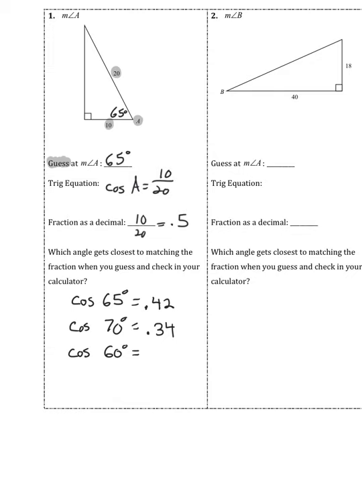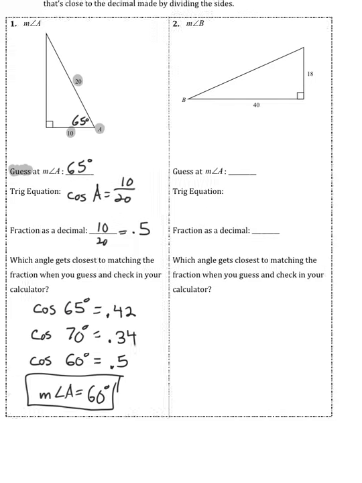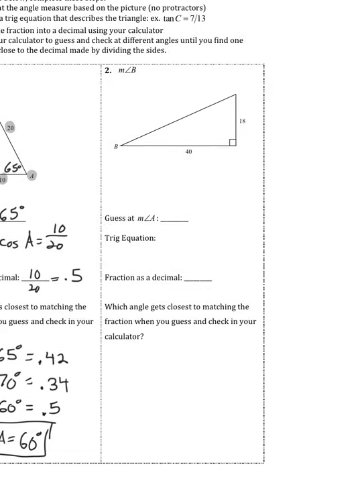And I tried cosine 60, and there it is. I got 0.5. Perfect. So that means the measure of angle A turns out to be 60 degrees. Okay. And that's how we can find angle measures, by this guess and check method. If we did problem number 2 here, this time we're going to try a measure of angle B and not measure of angle A. Sorry about that.